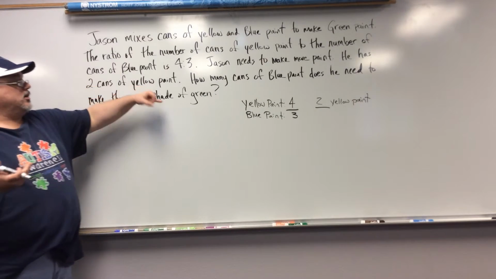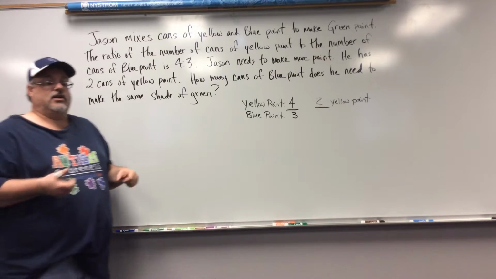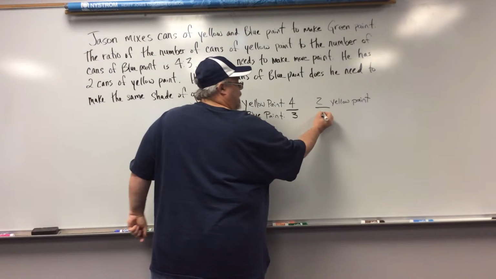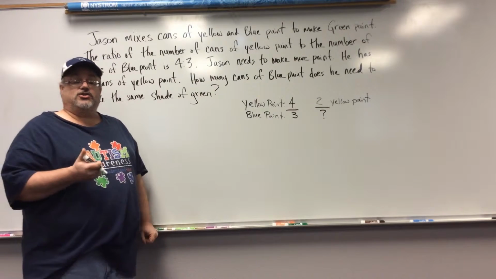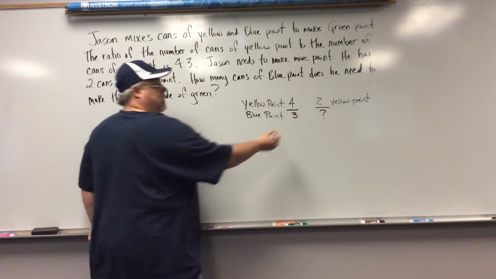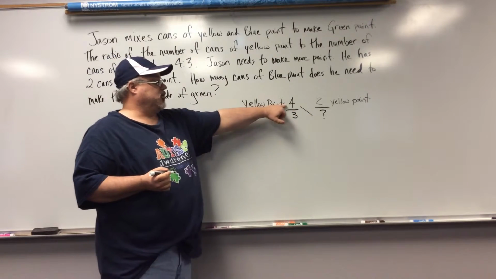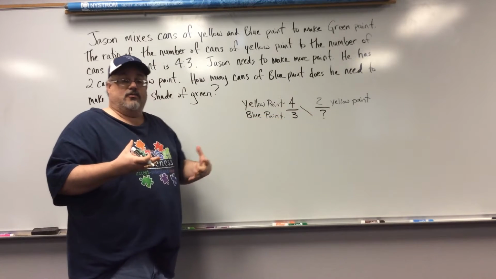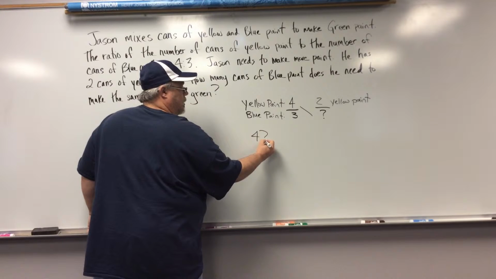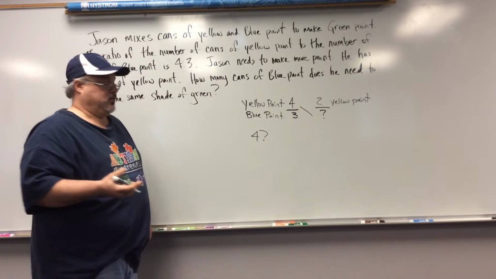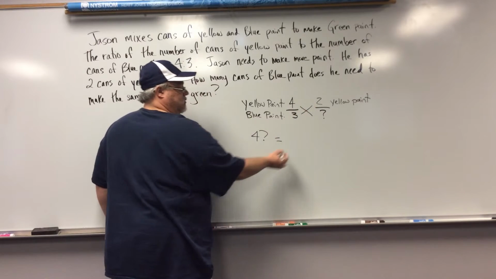And so what are we looking for? How many cans of blue paint does he need to make the same shade of green? So we're looking for how many more cans of blue paint he needs. So let's use the cross product model to figure this out. We're going to multiply 4 times the unknown value, and we get 4 times the unknown value. That equals, cross product model, 3 times 2, which is 6.